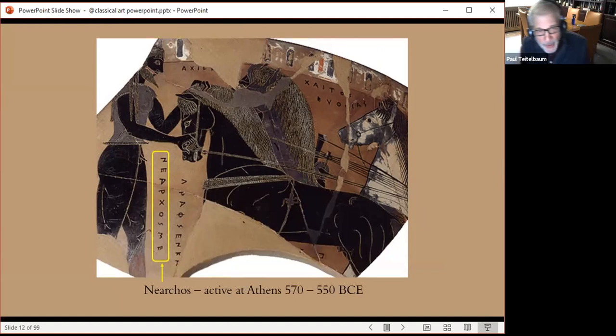this is the fragment of a pot by Nearchos. We can see his name, which I've indicated over there. We're now kind of in the middle of the 6th century. And we can see that the black figure technique has really advanced to a stage of mastery. This is really exquisite work.